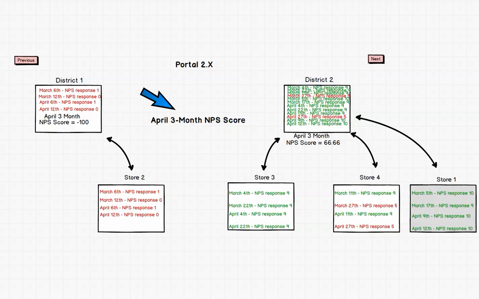The 3-month score works the same way. District 1 gets all of the stores underneath it, and all of their last 3 months of survey responses. In this case, they're all bad, and so District 1 has a 3-month score in April of negative 100. District 2, even though Store 1 wasn't in District 2 for March or most of April, right before the publish, District 2 gets all of the scores for both Store 3 and Store 4 as well as Store 1. And so their 3-month NPS score for April is 66.